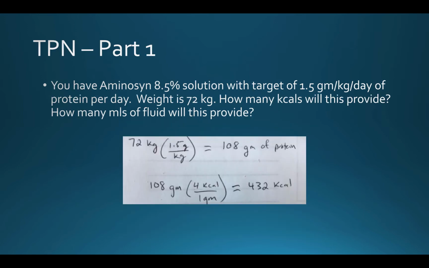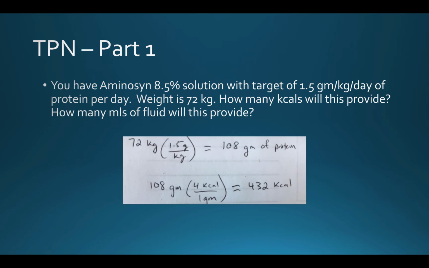All right, so here's a good example of a TPN calculation. So you have Aminosyn 8.5% solution. So that's going to be important for determining how much fluid you're going to be using. But first, we've got a target of 1.5 grams per kilogram per day, and a patient's weight is 72 kilograms. So we're given all the information to try to figure out kcals. And if you remember that conversion that I talked about, you'll definitely want to remember that for protein, it's 4 kcals per gram. Okay, definitely remember those as far as TPN calculations go.